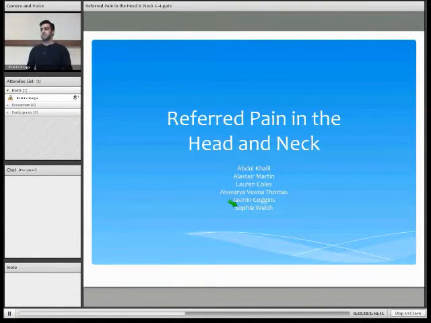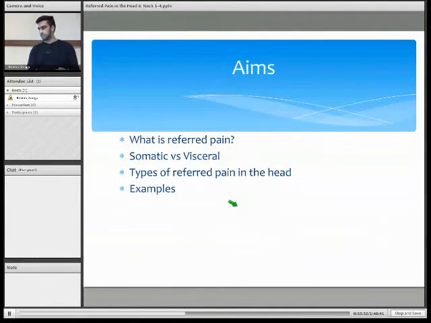So I'm just going to talk a little bit about referred pain in the head and neck. So if we move forwards. What we're going to cover: what is referred pain, the difference between somatic and visceral as a background and basis, and then go through referred pain specifically in the head and go through a few examples.